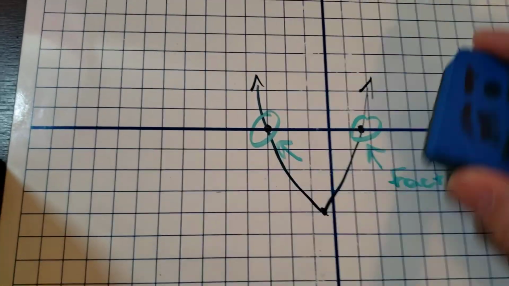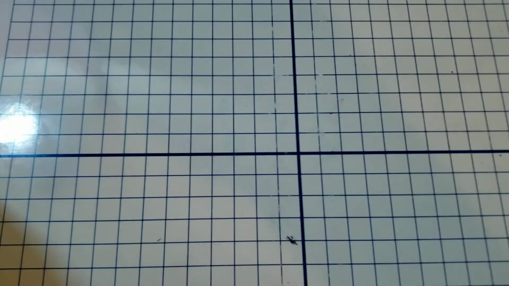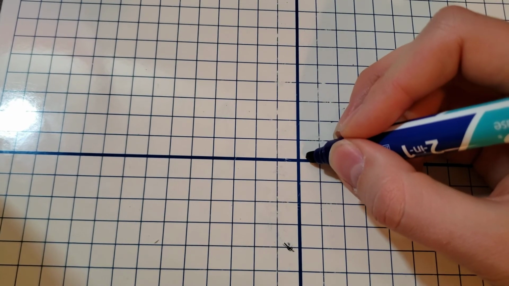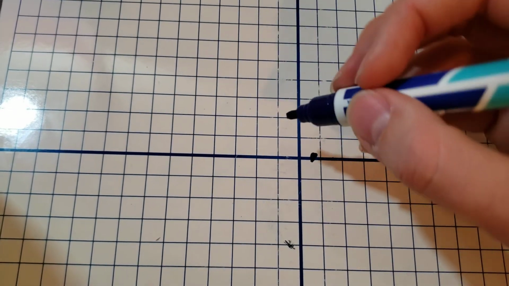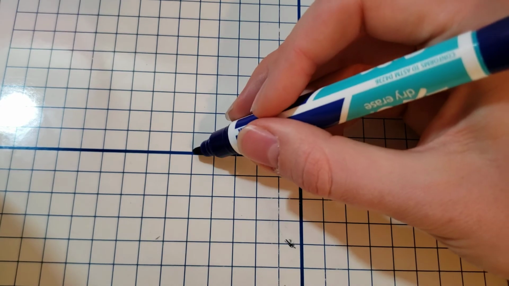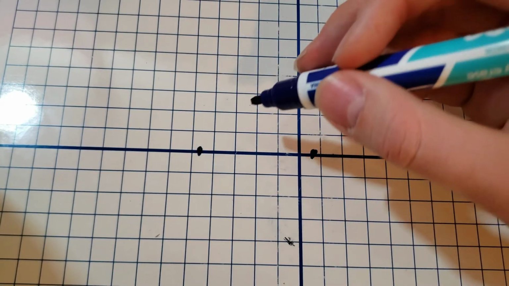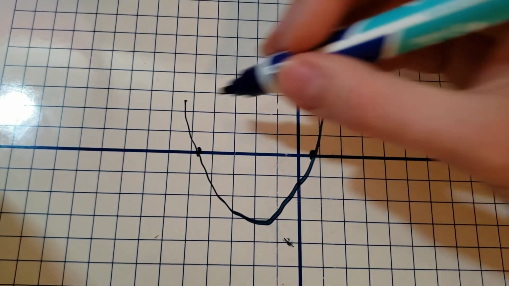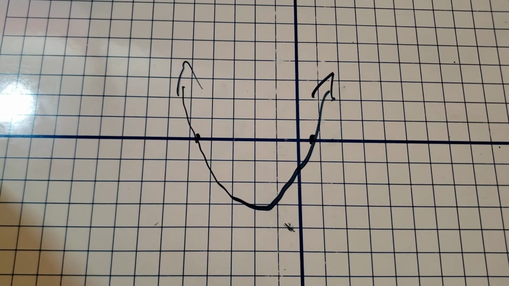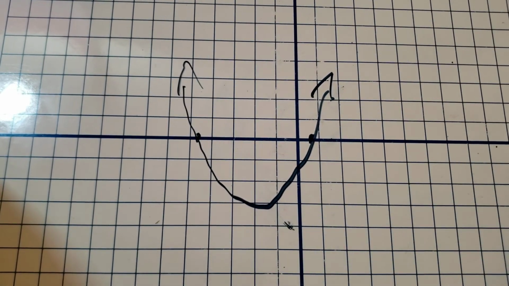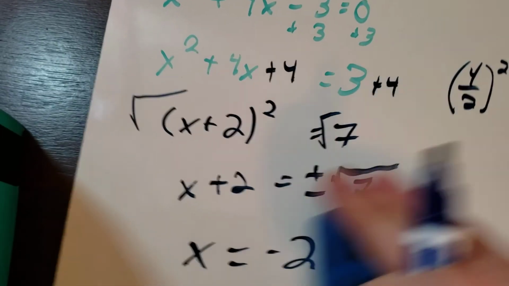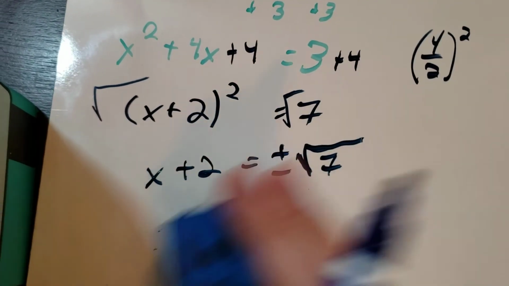So let's say it is 2.7. So one of our factors is going to be negative 2 plus 2.7, which gives us positive 0.7. Then negative 2 minus 2.7 is going to give us minus 4.7 or something like that. So these are going to be the places where our graph crosses the x-axis. Hope this is making sense. Let me do another one where we'll get an actual number.